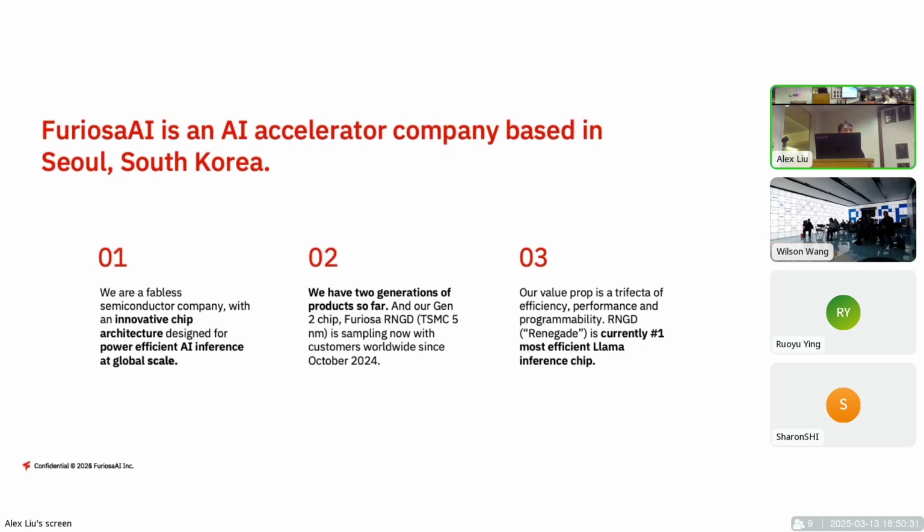We have been in this industry a few years, and we have designed two generations of products. The first generation is focused on video models, and the second generation, which we call Renegade, is an NVIDIA H100 class AI accelerator. Also in this generation, we created a very unique architecture we call the tensor contraction processor architecture. Later on, our main topic will focus on this new architecture.